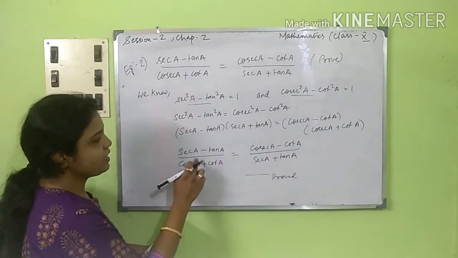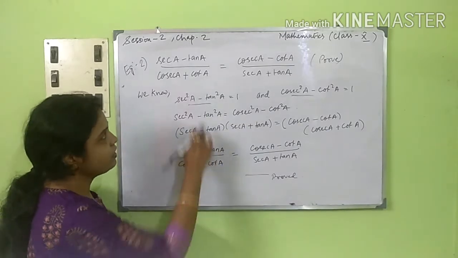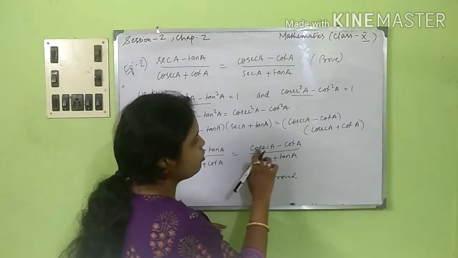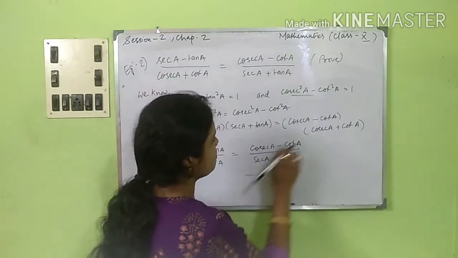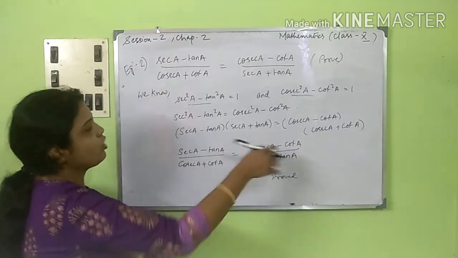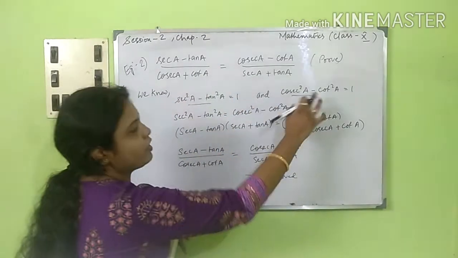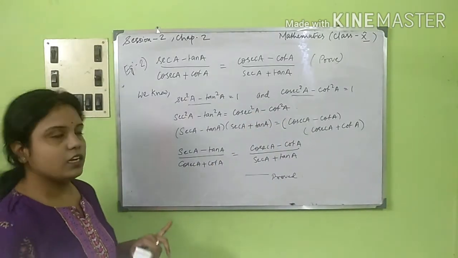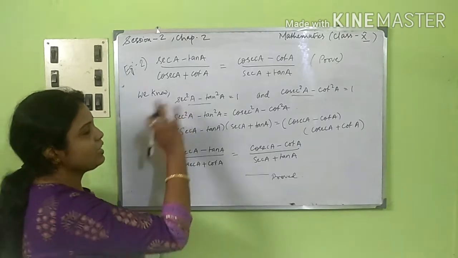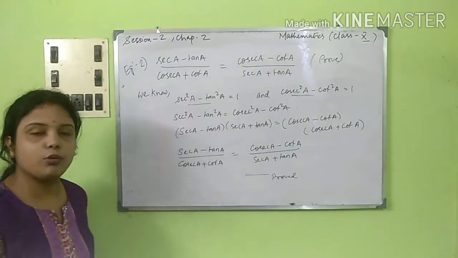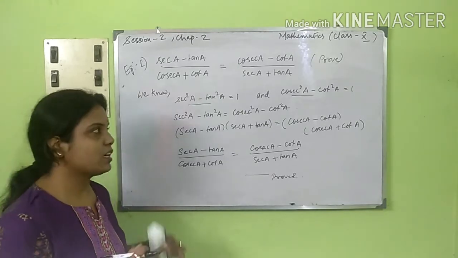Now (sec a − tan a)/(cosec a + cot a), as it was written here, just cross multiply and write, equal to (cosec a − cot a), that is this term, divided by (sec a + tan a). This is how we got the result from the ratios. Okay, that is the square ratios. I hope it's very clear and it's really literally easy. You can easily understand from this particular question itself how you are going to proceed. Right? Coming to the next question.